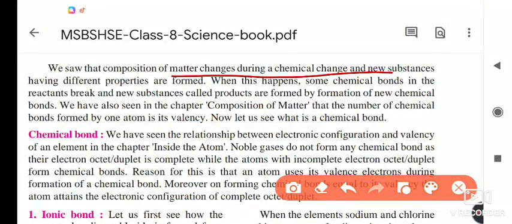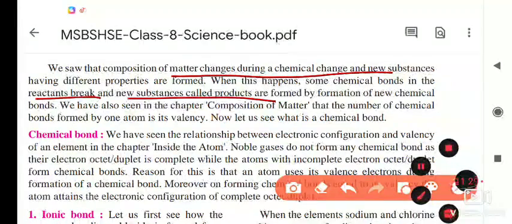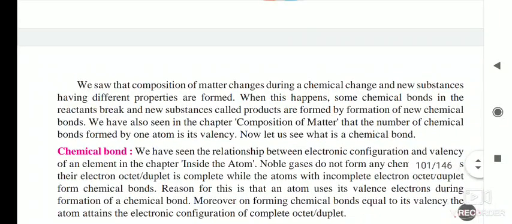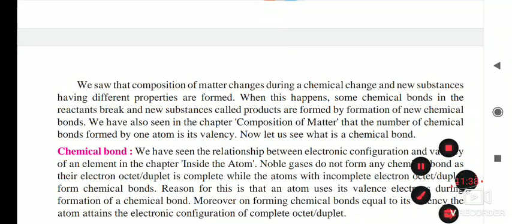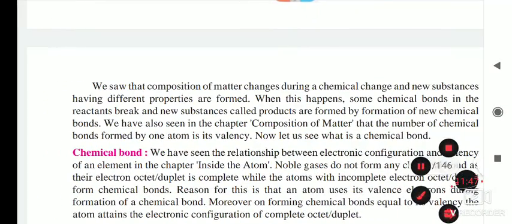When this happens, some chemical bonds in the reactants break and new substances called products are formed by the formation of new chemical bonds. So we saw that the composition of matter changes during a chemical change and a new substance having different properties is formed. When this happens, some chemical bonds in the reactants break down.